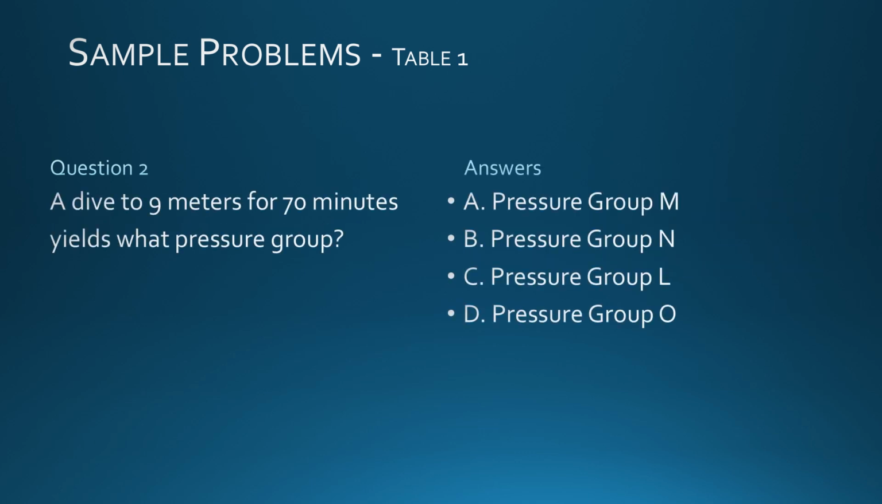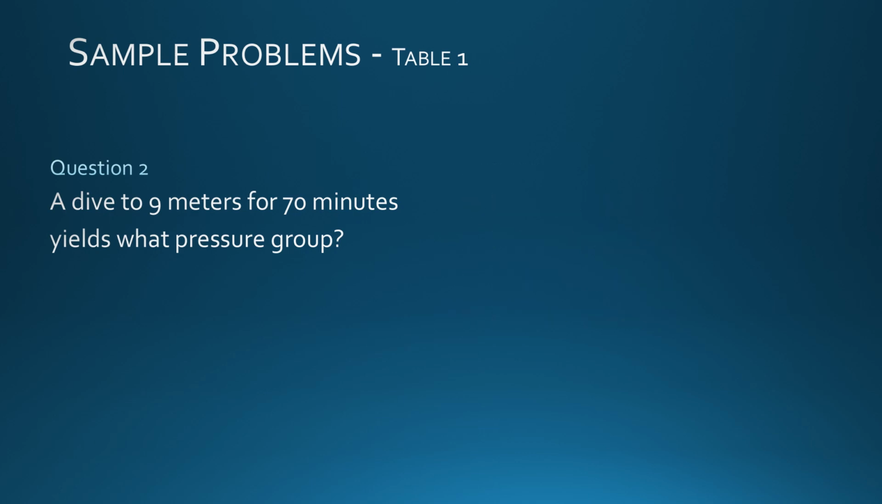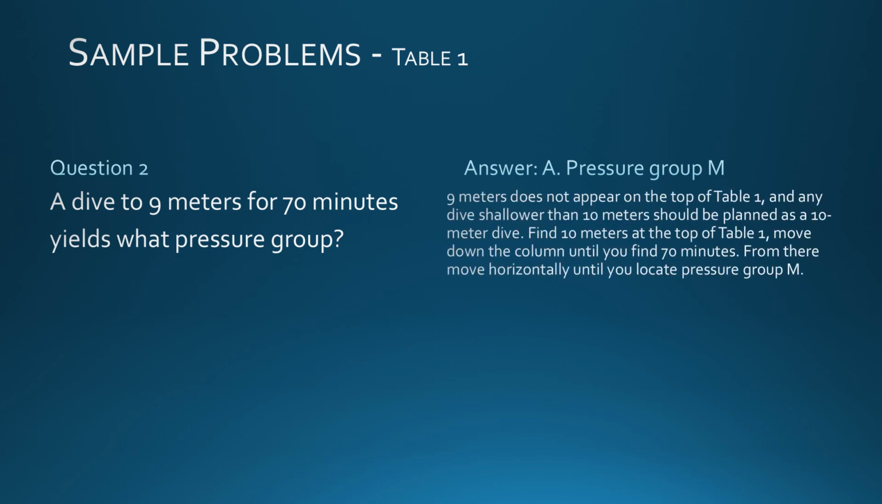Question 2. A dive to 9 meters for 70 minutes yields what pressure group? The answer is A, pressure group M. 9 meters does not appear on the top of Table 1, and any dive shallower than 10 meters should be planned as a 10-meter dive. Find 10 meters at the top of Table 1, move down the column until you find 70 minutes. From there, move horizontally until you locate pressure group M.